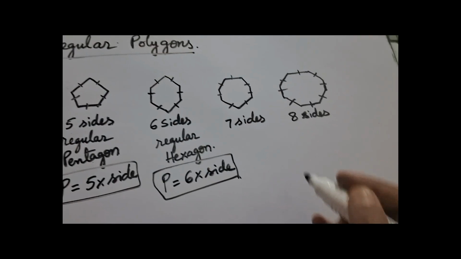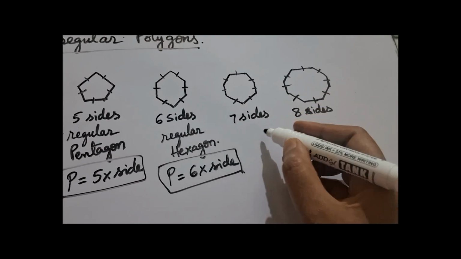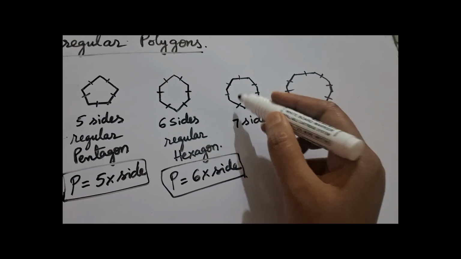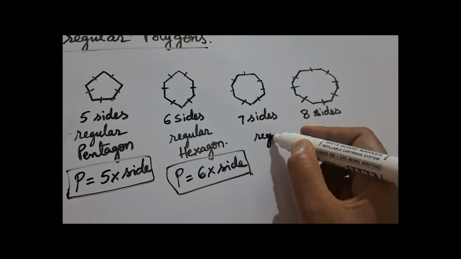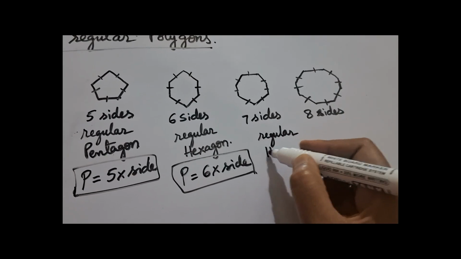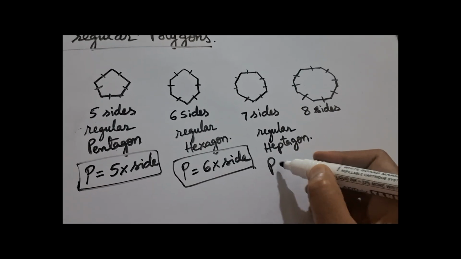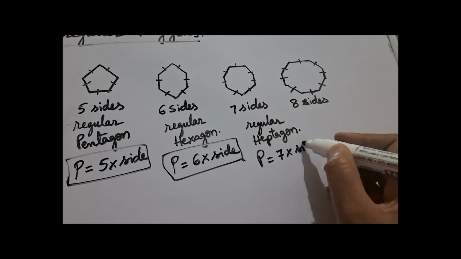Okay, children. Now similarly here 7 sides are there. This is called as heptagon. And if this heptagon is having all sides same, equal, then it can be called as regular heptagon. Perimeter of the regular heptagon is 7 into side.